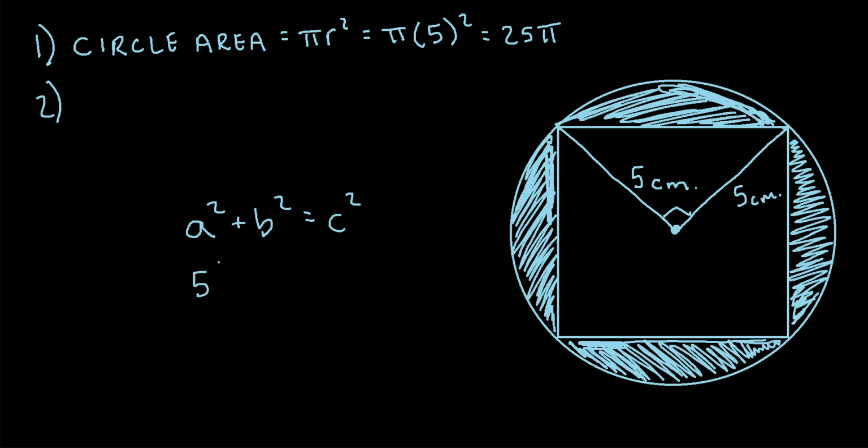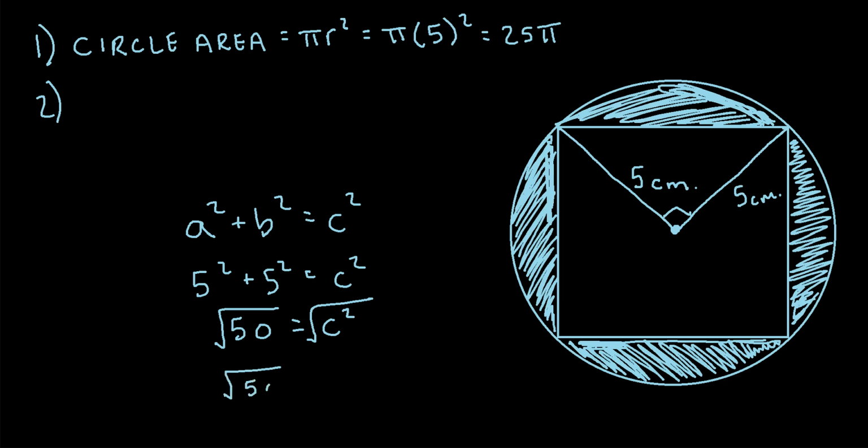So we get 5 squared plus 5 squared is equal to c squared. 5 squared is 25, so 25 plus 25 is 50, which is equal to c squared. To find c, we just take the square root of each side, and we find that c is equal to the square root of 50. So this side length right here of the square is the square root of 50. So to find the area of the square, we just do the square root of 50 squared.